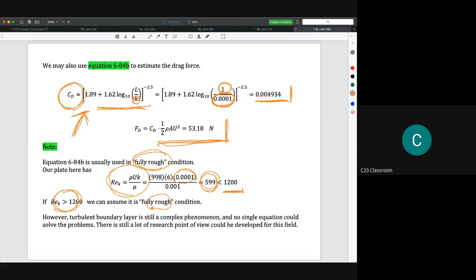Finally, I would like to say that the turbulent boundary layer is still a complex phenomenon, so there is no single equation that could solve this problem. Unlike the laminar boundary layer, where only a few equations are involved and you could get a straightforward, very precise answer. But for the turbulent boundary layer, it's quite complex because people are still doing research on it.